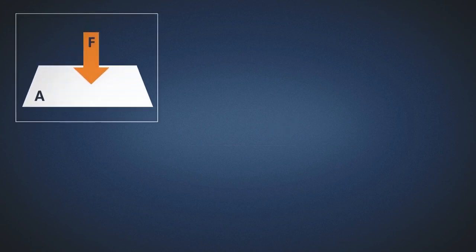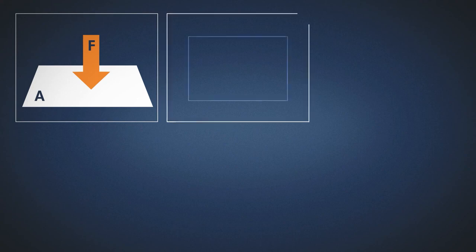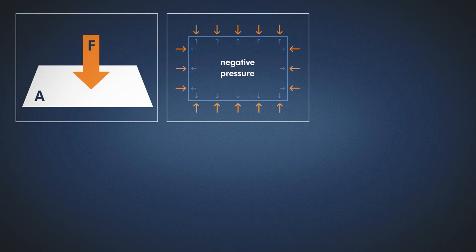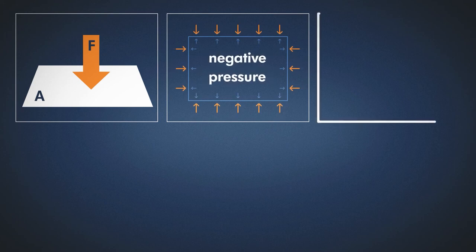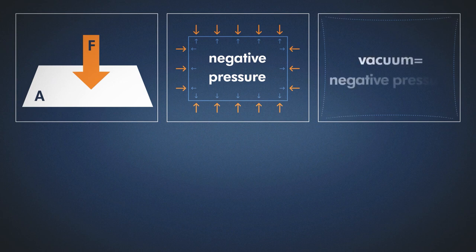Summary. In physics, pressure is the result of a force acting perpendicularly on a plane surface. In a space where the pressure is lower than the ambient pressure, there is negative pressure. To put it simply, vacuum can be defined as negative pressure.